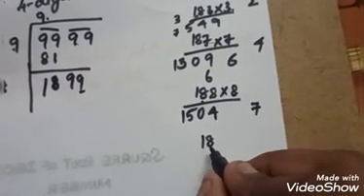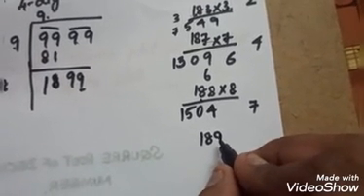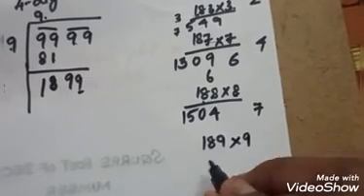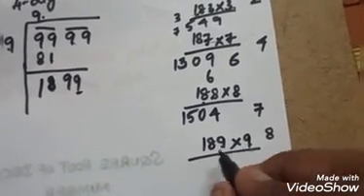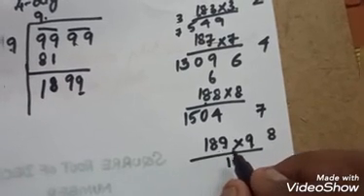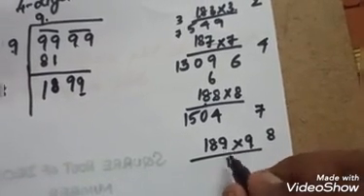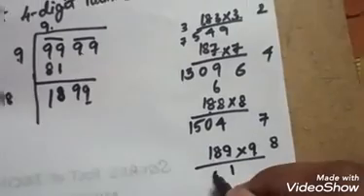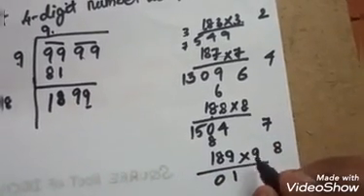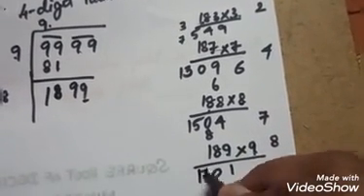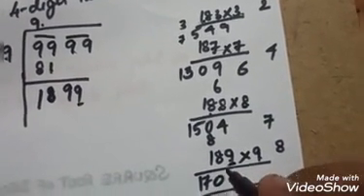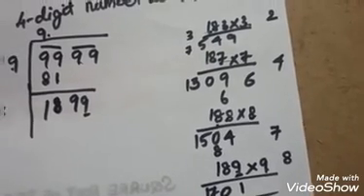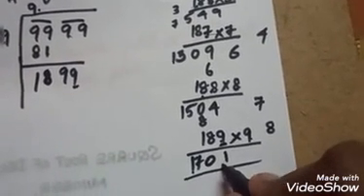If 18 is the number, you take 9 as your ones place and multiply with 9. 9 9s are 81. 9 8s are 72, plus 8, 80. So 9 1s are 9, plus 8, 17. So 1701. So up to 9 only we need to take. After that we can't take. So 1701 is the final.